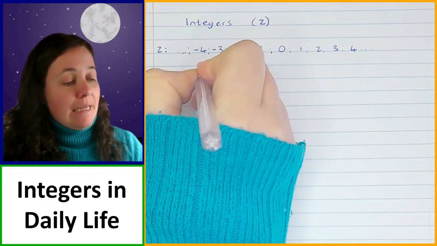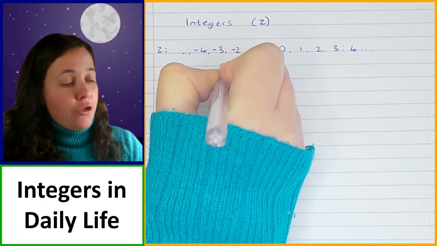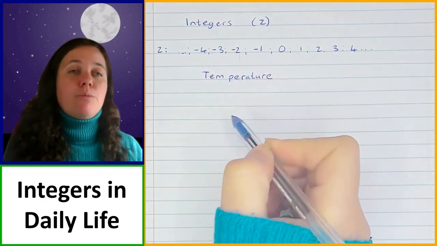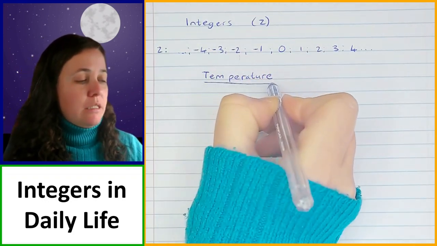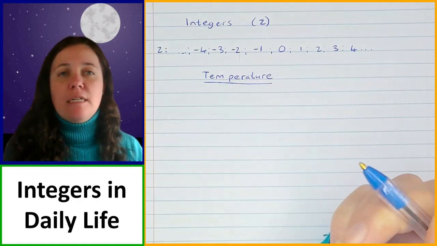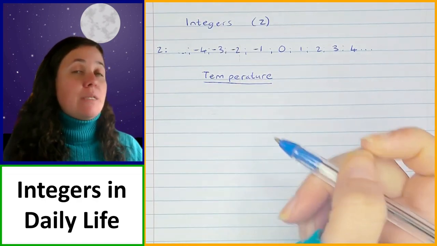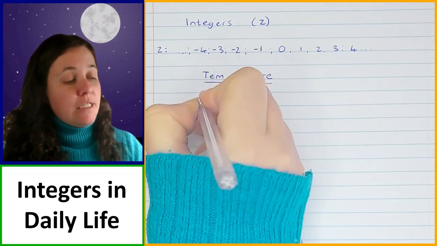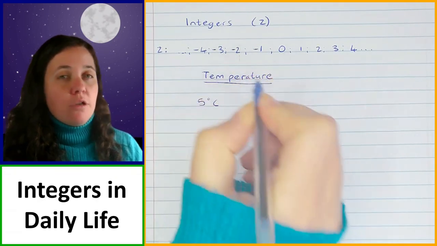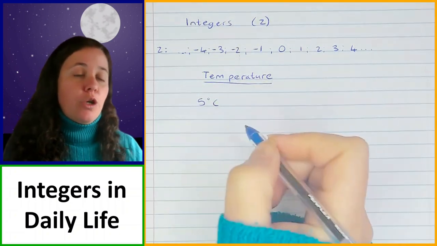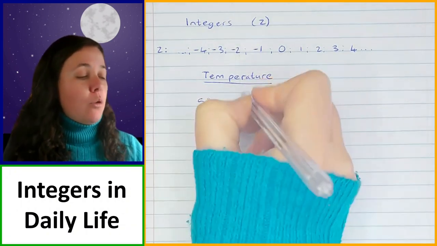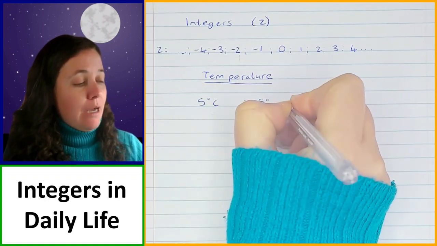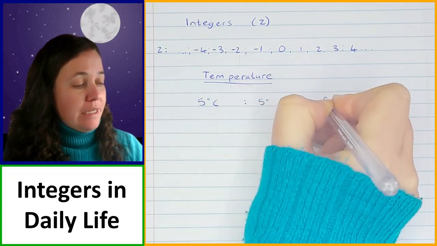So when you're looking at a weather forecast, you can see temperature that is sometimes predicted to be something like negative 5 degrees Celsius or something. So it's important to know what that means. So first of all, let's have a look at a normal 5 degrees Celsius, something that you would know. So 5 degrees Celsius, what that means is it's 5 degrees above freezing.